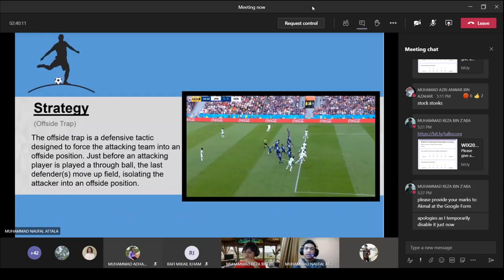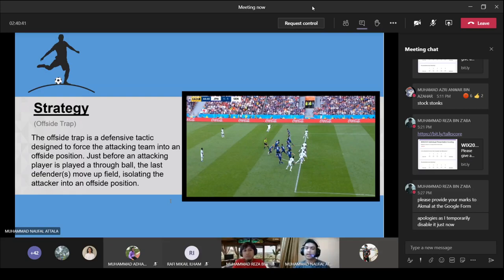Next is the strategy of the offside rule. There are many strategies around the offside rule. One example I will provide is the offside trap. The offside trap is a defensive tactic designed to force an attacking team into an offside position. Just before an attacking player is played a through ball or a long ball, the last defenders move upfield, isolating the attackers into the offside position.